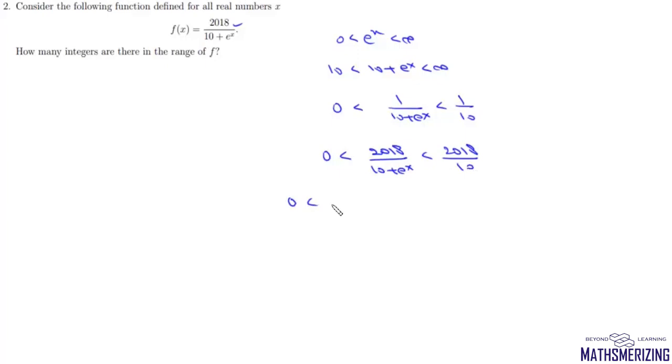So we can write that this function f(x) will lie between 0 and 201.8. Now this function is a continuous function. So it will take all the values between 0 and 201.8.